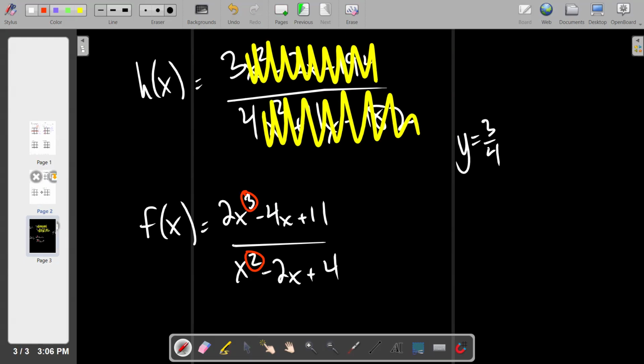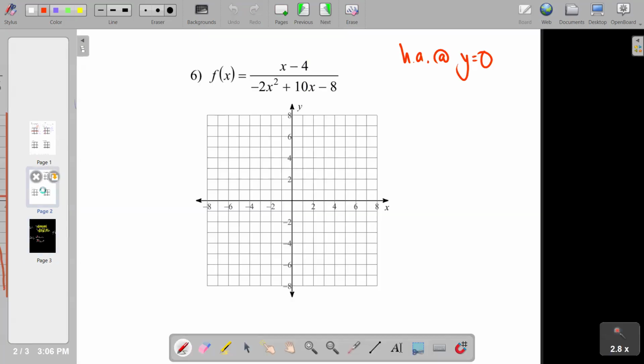Okay. So back to this one then. We talked about one of the scenarios just now. You said if the degree on top is higher than the degree on bottom, there's no horizontal. What are the other two scenarios? If the degrees on the top and the bottom are the same, then the ratio of the leading coefficients builds the fraction that is the horizontal asymptote.